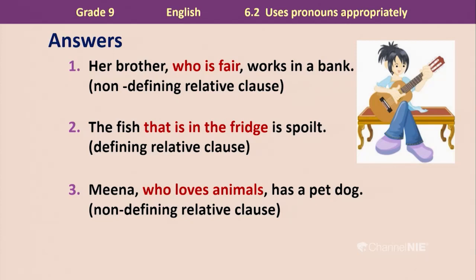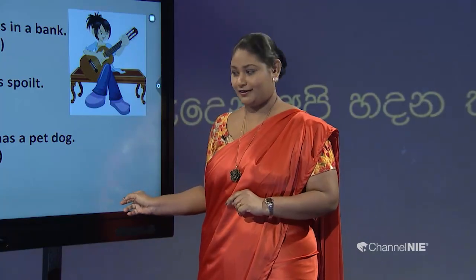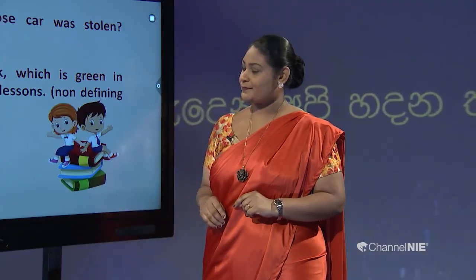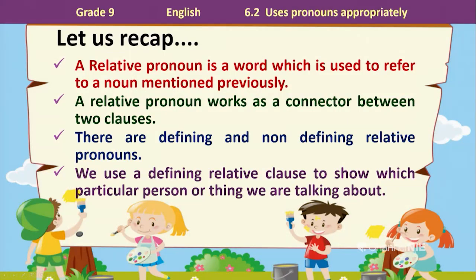Meena who loves animals has a pet dog. We can say Meena has a pet dog. We don't have to say who loves animals, right? So that is non-defining. Do you know the man whose car was stolen? So it is a defining relative clause because we need that information to talk about the man. That's right. The grade 9 English textbook, which is green in color, do you have to say that? It has a lot of interesting lessons. That is non-defining again. Right.